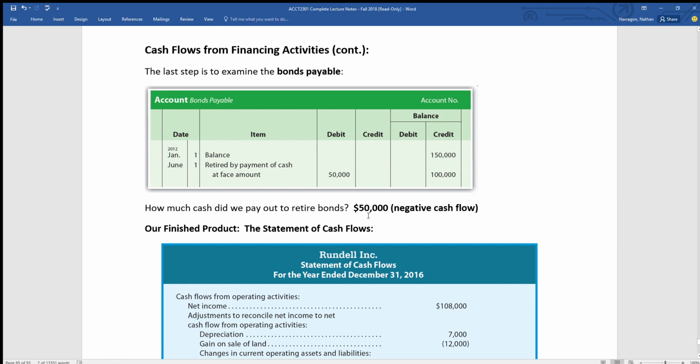So here, again, bonds payable. We look at here, we retired by a payment of cash at face amount of 50,000. So we have a $50,000 negative cash flow. So again, we lost money. So investing and financing are usually the easier ones. All we're doing is seeing how did cash work. Operating takes a little bit, and again, that's all dealing with increases and decreases in our current assets and liabilities.